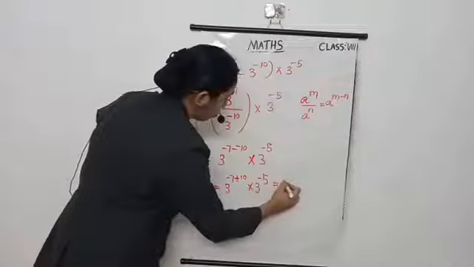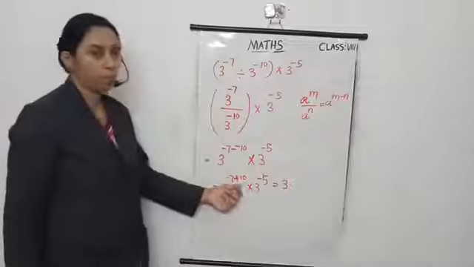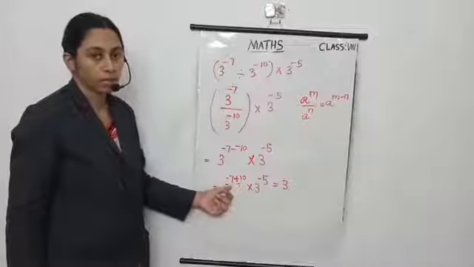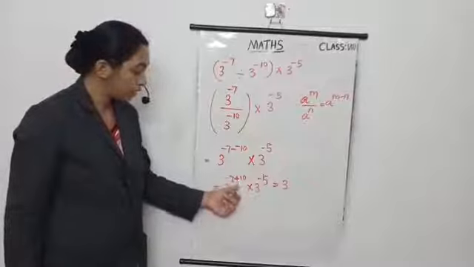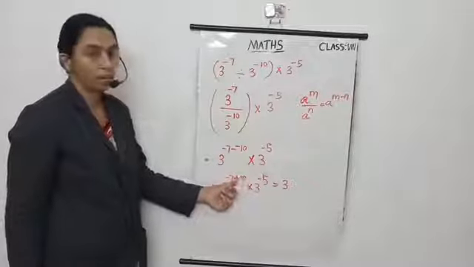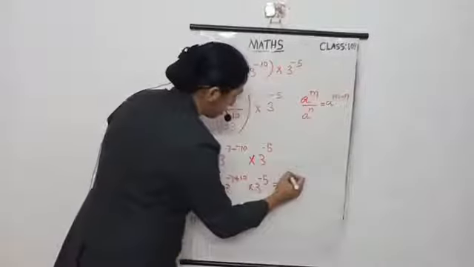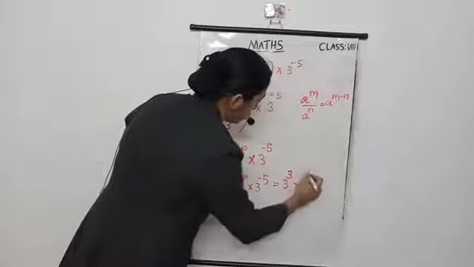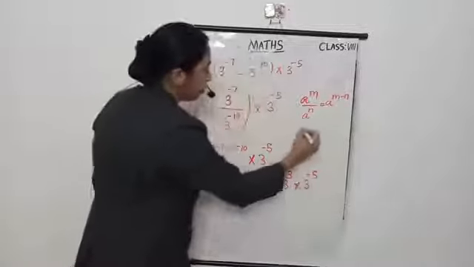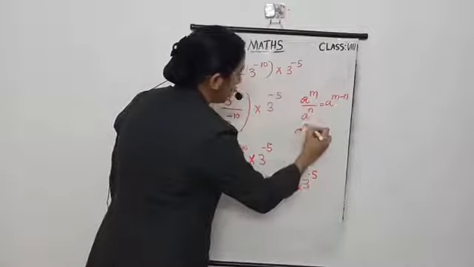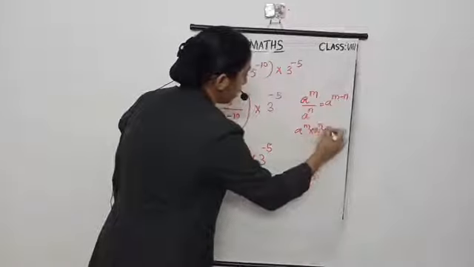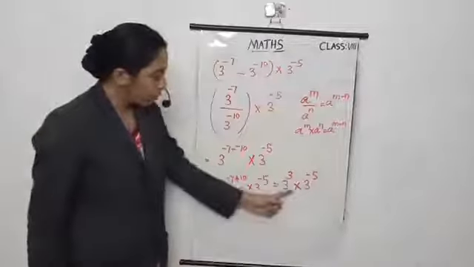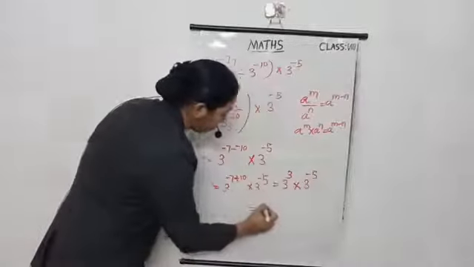This is equal to 3 raised to minus 7 plus 10. One is negative, another is positive. So subtract, then we get 3. Then 10 is the greater number, so put sign plus. So this is 3 raised to 3 into 3 raised to minus 5. Now we know the formula: a raised to m into a raised to n equal to a raised to m plus n. Isn't it? Same base. So apply that.